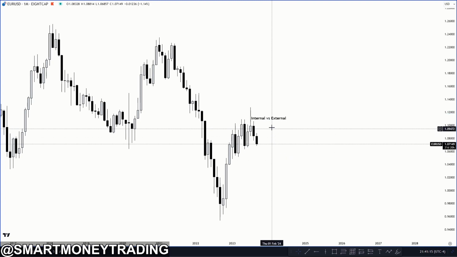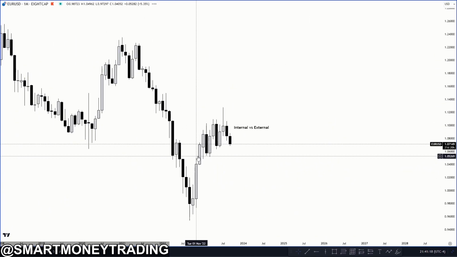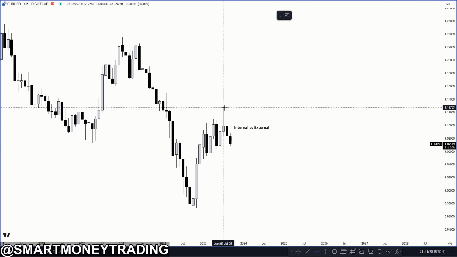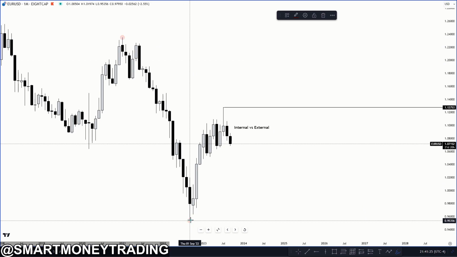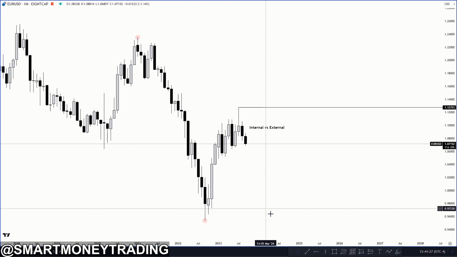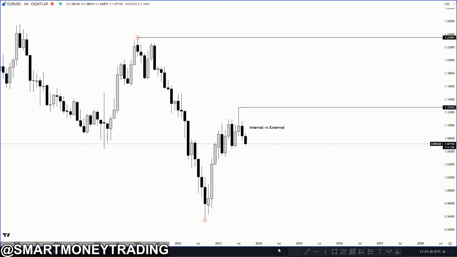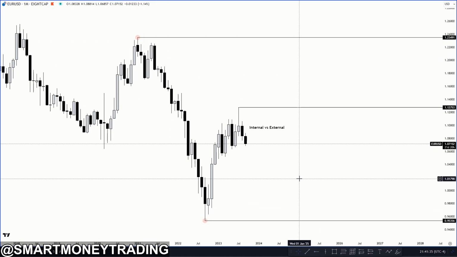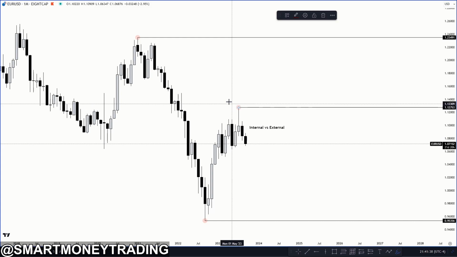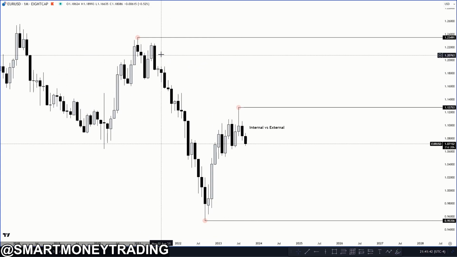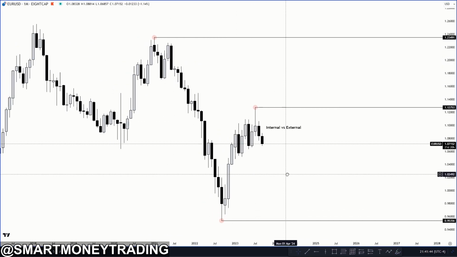Internal levels versus external. You're going to be wondering, what is an internal level? This right here is an internal high. Why? Because you have this high and this low. These are external levels. Price never came close to these levels, and that is your new high and low, so that would be your external level. This right here is inside both of these. This high is inside both of these highs. Can you see that?